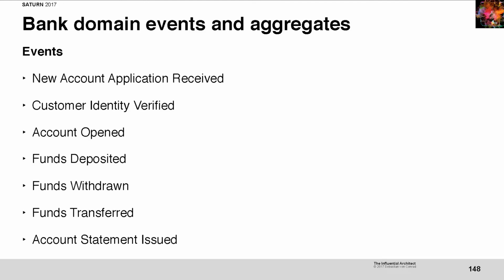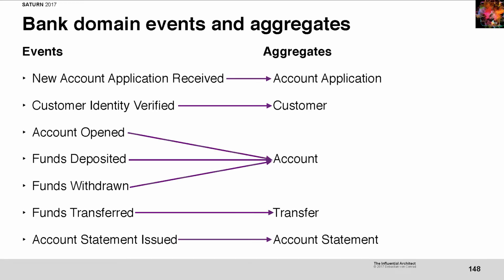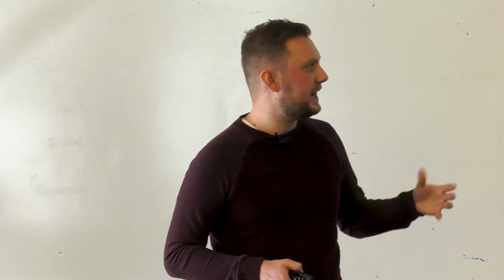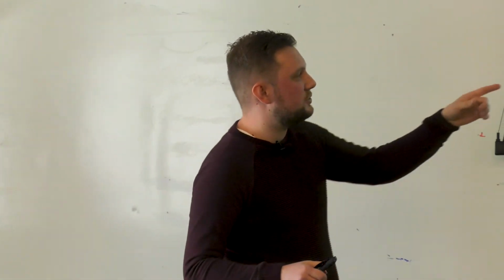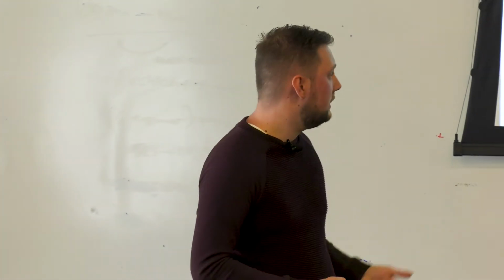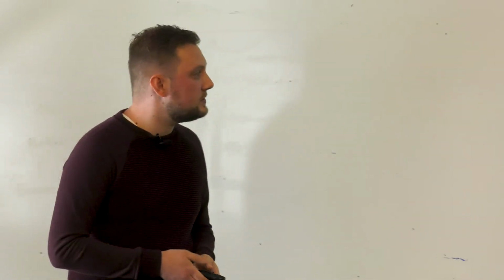So if we go back to some of these bank domain events again, we can start mapping out what the aggregates for these events would be. The new account application received would probably happen on an account application aggregate. The customer identity verified would probably happen on the customer aggregate. The account opened, funds deposited and withdrawn would probably happen on an account aggregate, maybe. Funds transferred, we'd probably want in a separate transfer aggregate that references other account aggregates. And the account statement could be its own aggregate as well.